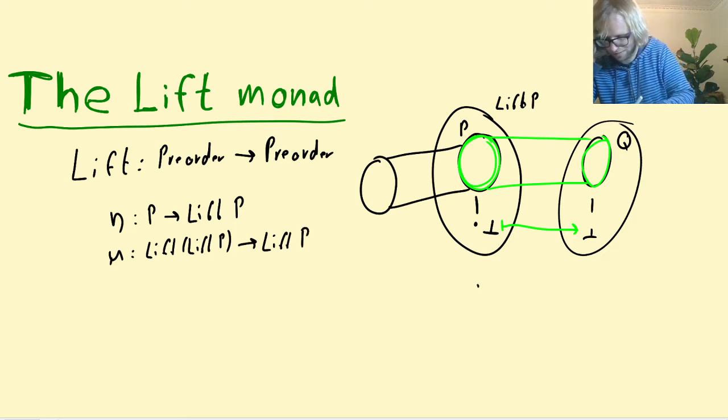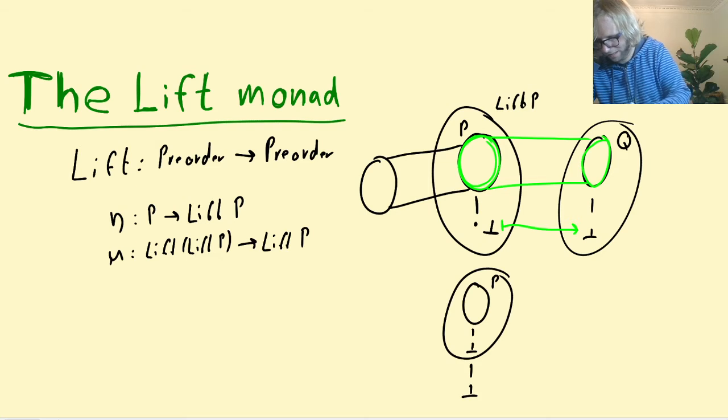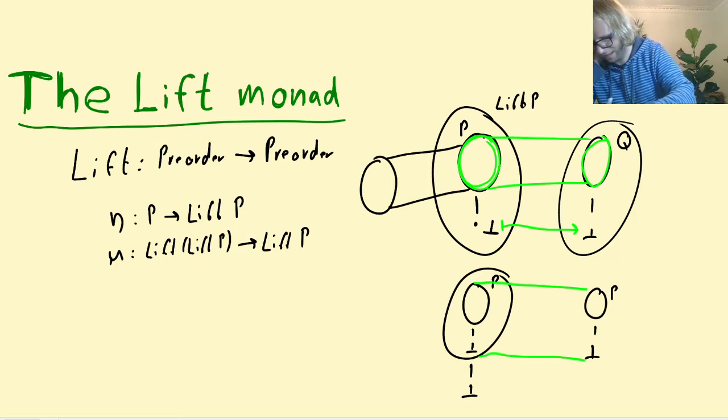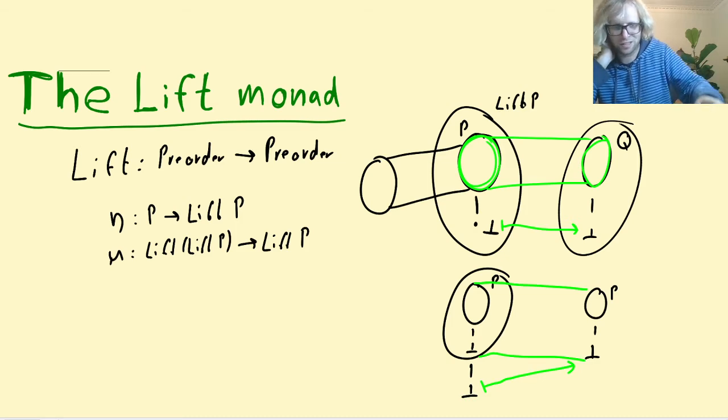So what does that mean? It means that if I have P like this, and then I lift it up, and then I take that and I lift that up, then I should be able to go down to just lifting up P, right? But I think I can do that as well. I'm going to send this bit to this, and then I'm going to send the remaining bottom element to the bottom element here, right? And because this is the smallest thing in both of these, this is also going to be order preserving. Okay, so I think I can define both an eta and a mu, which means that I have a chance of actually constructing a monad.